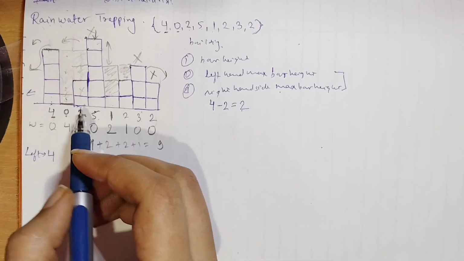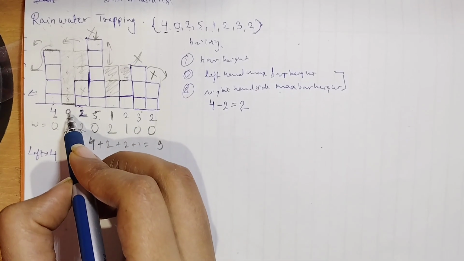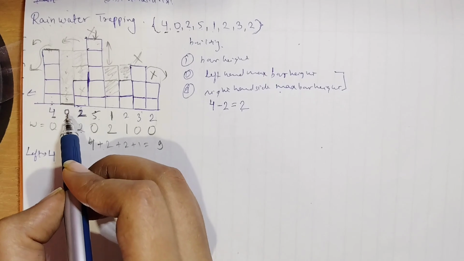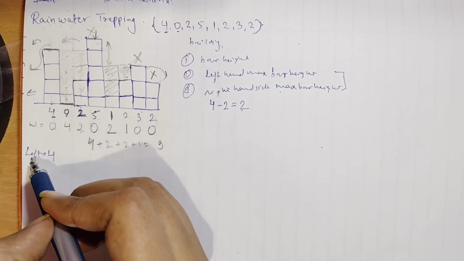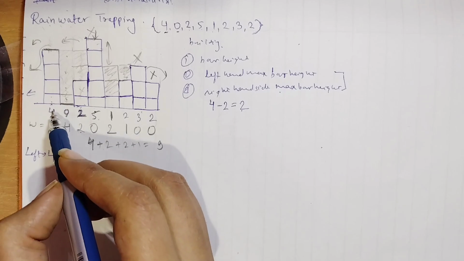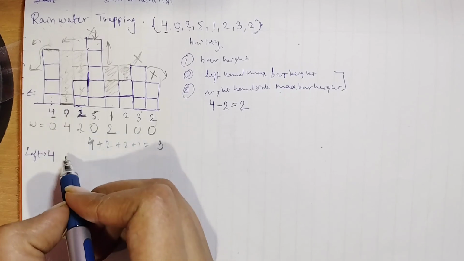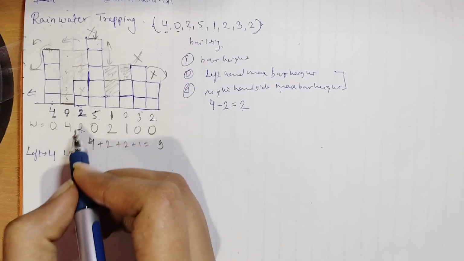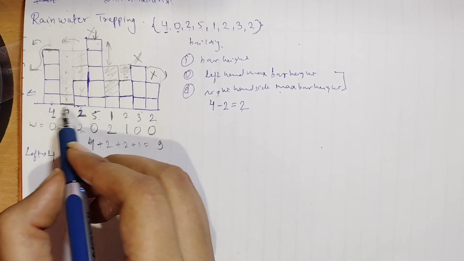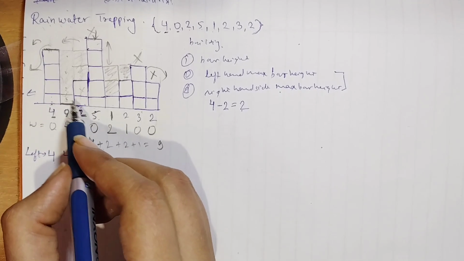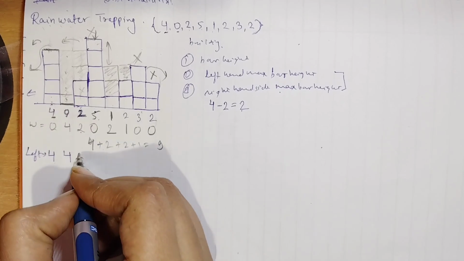Okay, so now we are taking 2. Is there any bar whose height is more than this bar on the left hand side? We are talking about the left hand side. Is there any bar? Yes, we have, whose height is 4. So we are writing here 4. Now we take this 2 example. Is there any bar on the left hand side whose height is more than this? Yes, it is there, whose height is 4.